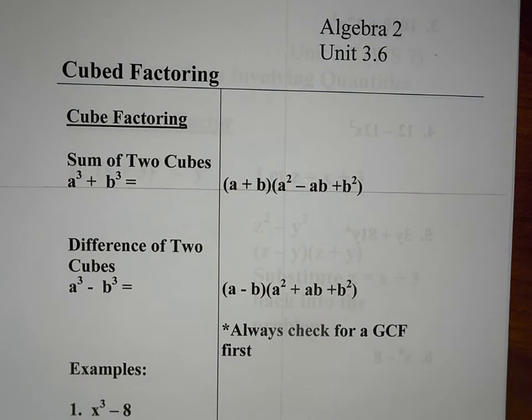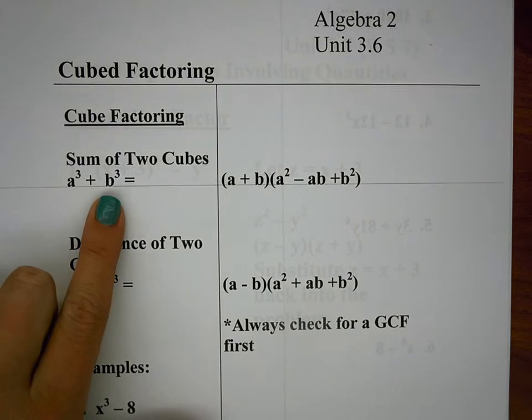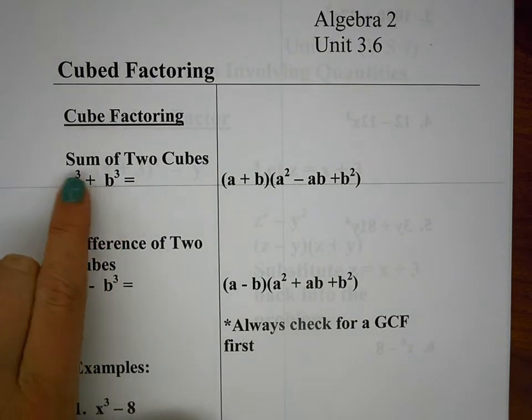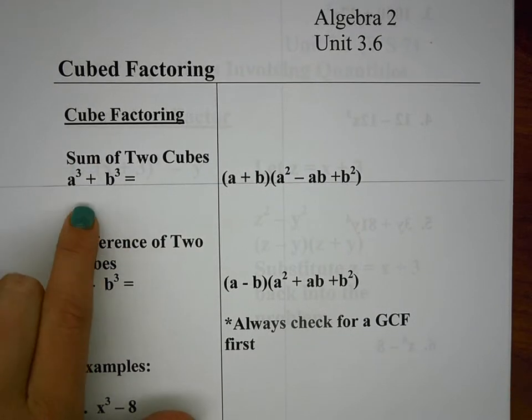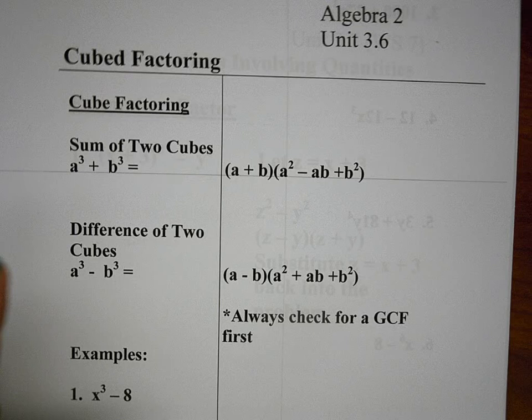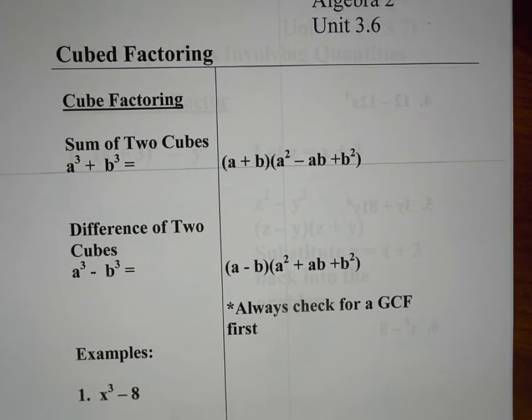Today we're talking about cube factoring. So if you notice right here, A is a cube and B is a cube. When you have two cubes, whether it is a sum, meaning adding, or a difference, meaning subtraction, both of them can be factored.